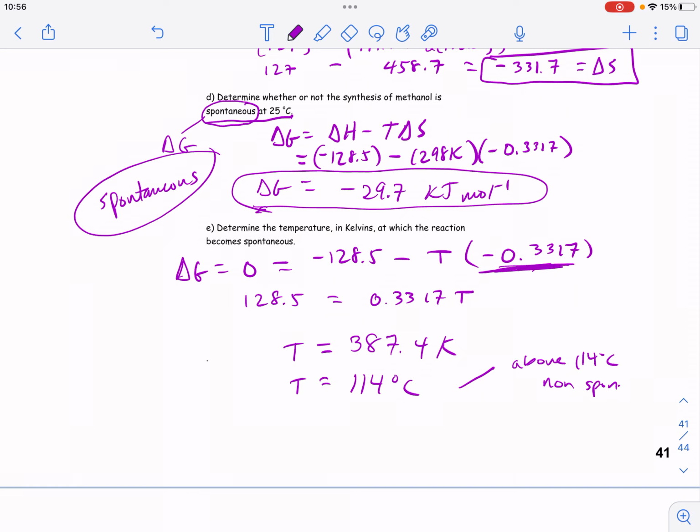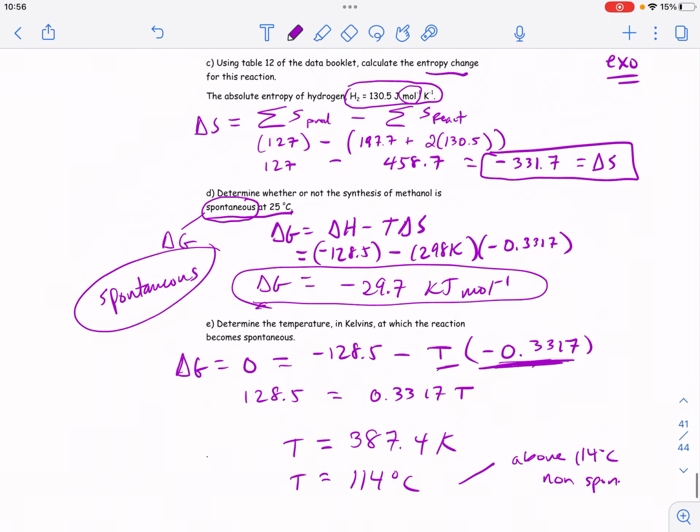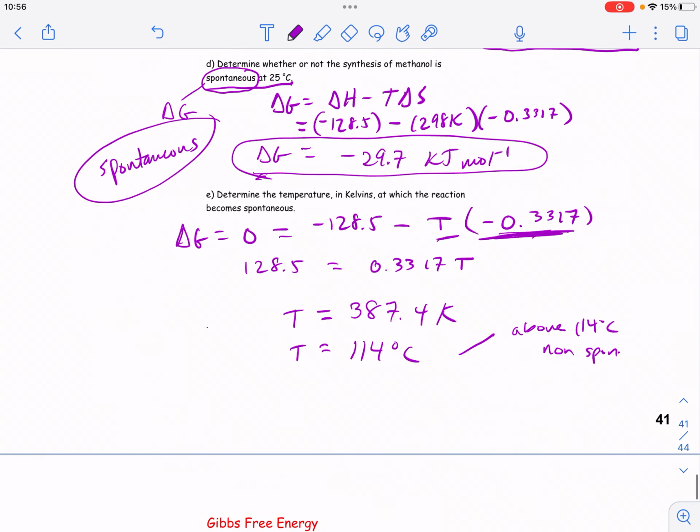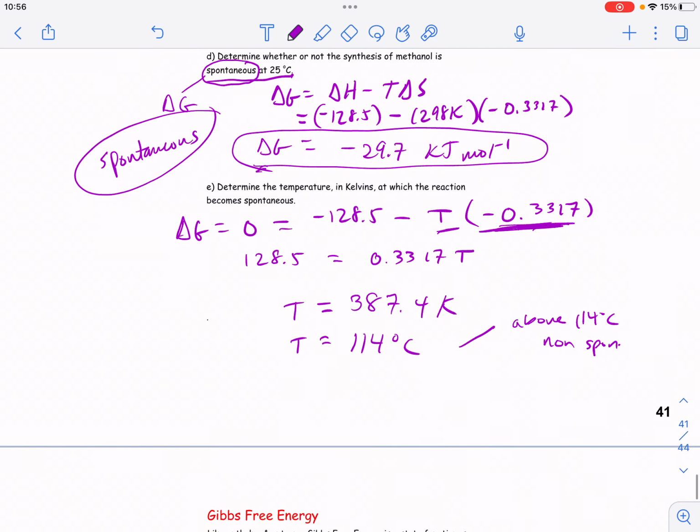It's negative entropy change. And so if the temperature gets too high, then we're very unlikely to do a process where we have to create more order. We're going from gas to liquid. If it gets too hot, that process is not going to be spontaneous. And so that's why above 114, this reaction will no longer take place spontaneously. If we are below 114, then this ends up being an energetically favorable and spontaneous process.